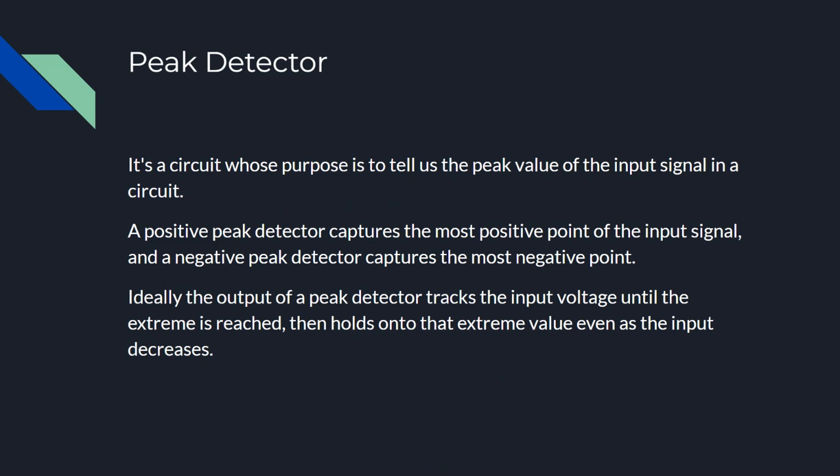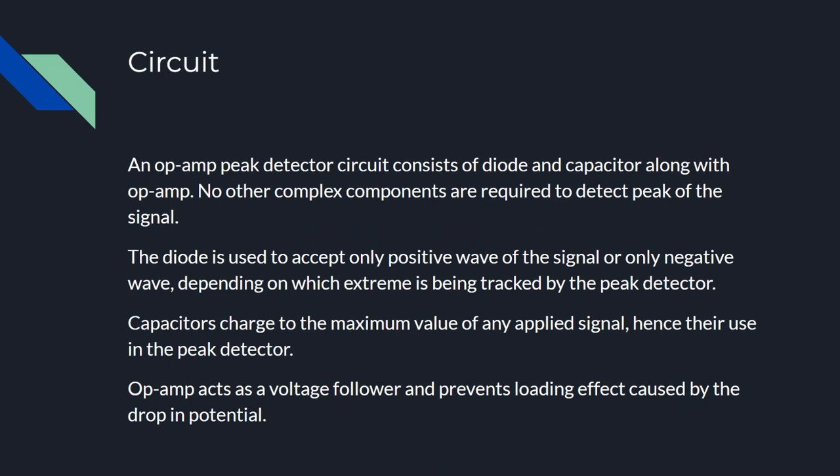The basic form of a peak detector is made by using a diode and a capacitor in series connection. However, Module 1 is about op-amp applications, so we need to know how to set up a peak detector by making use of an op-amp. An op-amp peak detector circuit consists of diode and capacitor along with op-amp. No other complex components are required.